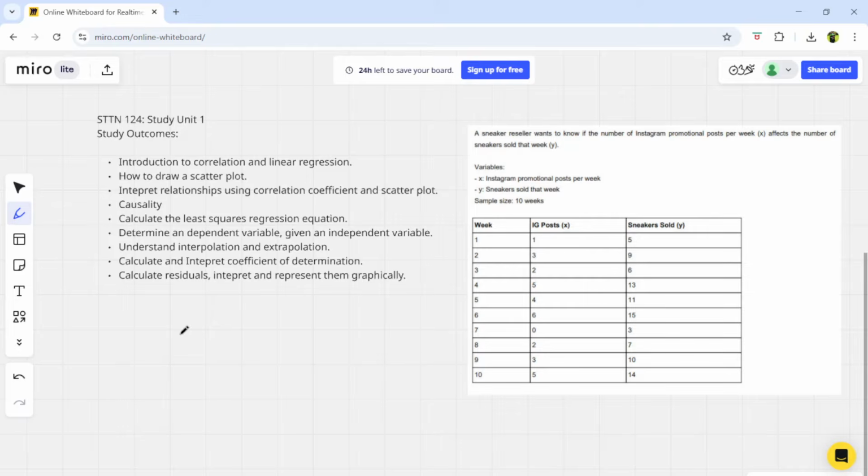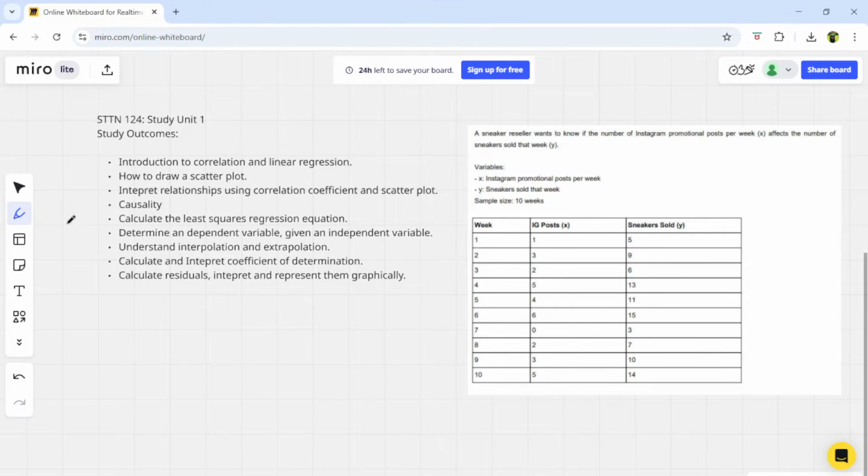Introduction to correlation and linear regression. We need to know how to draw a scatter plot, and interpret relationships using the correlation coefficient and scatter plot. You need to know causality. You need to know how to calculate the least squares regression equation, and how to determine a dependent variable given an independent variable. You need to understand interpolation and extrapolation. You need to know how to calculate and interpret the coefficient of determination, and calculate residuals, interpret and represent them graphically.